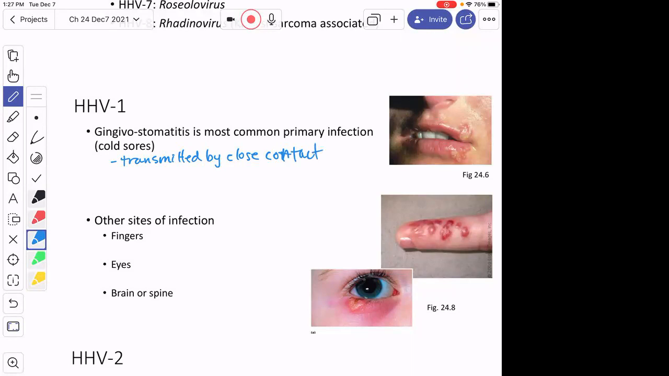Okay, so usually you have to come in direct contact with a lesion, kissing, for example. It could be a shared drinking glass, some fomite, or maybe an eating utensil. Usually a cold sore will last somewhere between 7 and 10 days. So kind of annoying more than anything else. We can actually get HHV-1 infections on other sites besides the mouth. If we get sores on the fingers, like right here, we would call that Whitlow's disease.